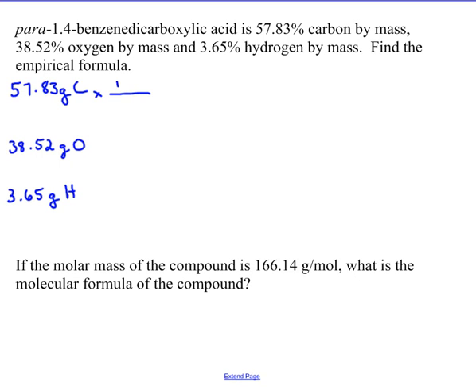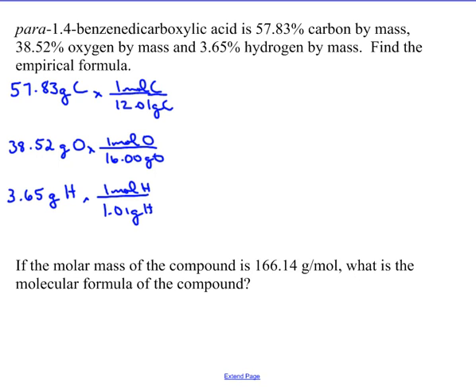Convert them all to moles. 1 mole of C is 12.01 grams of C from the periodic table. 1 mole of O, this is mass to moles, is 16.00 grams O, and 1 mole of H atoms is 1.01 grams of H. And note that the units cancel, just like your teacher said in school, if they're any good.